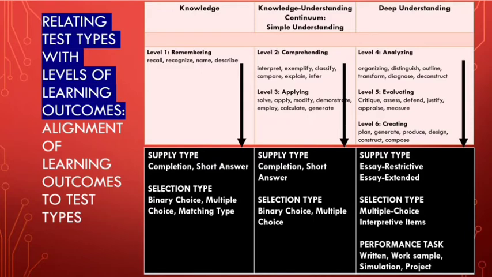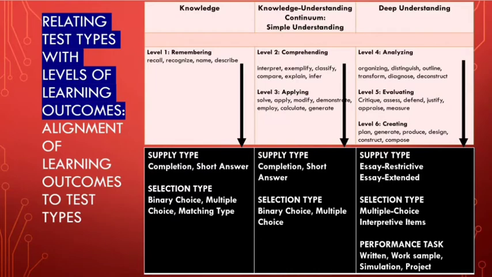Okay, I repeat, on your screen you would see that in different levels of knowledge, different categories, whether lower order or higher order thinking skills, we have specific and appropriate test types to be used. For knowledge, I repeat, supply or selection type. For knowledge understanding, continuum, or simple understanding, it could also be supply type or selection type. While for deep understanding, all three could be used. All types of tests could be used for higher order thinking skills.